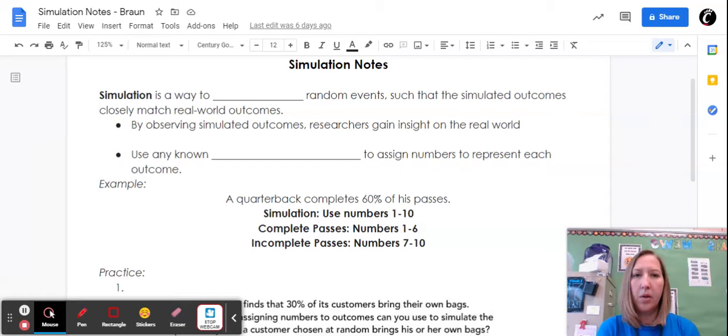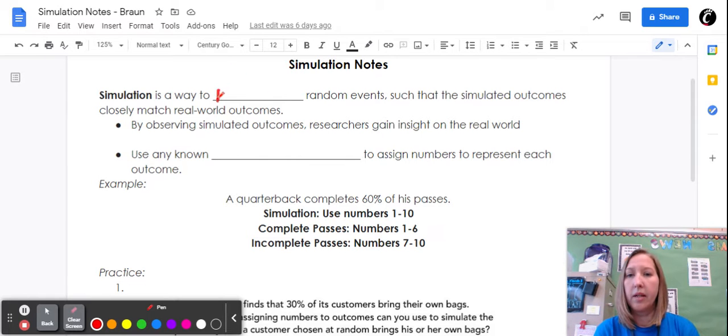Hey guys, so today we're going to finish our notes on topic 17. We're going to continue talking about probability, but more specifically, we're going to talk about simulations. So a simulation is a way to model random events.